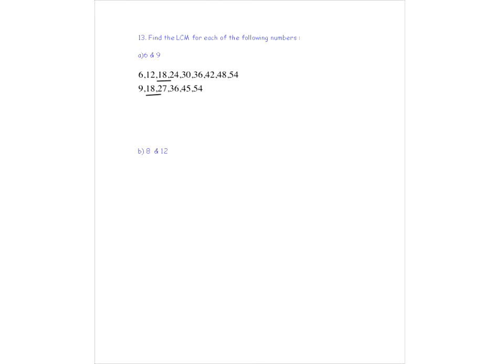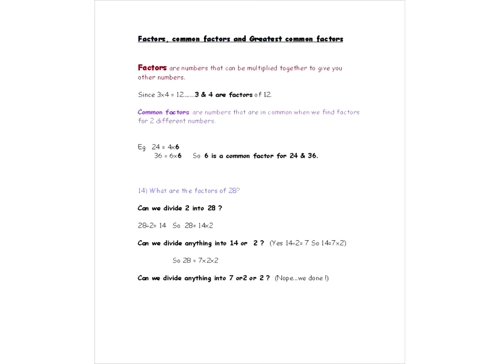Okay, so how about 8 and 12? Sometimes we can do it just in our mind. 24? Would you guys agree it's 24? Can you think of a smaller number? Yep, I agree, 24. Good stuff. And again, we could write out all the multiples of 8 and 12, and we'll find out it's 24.